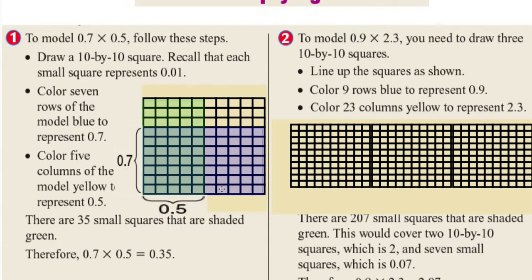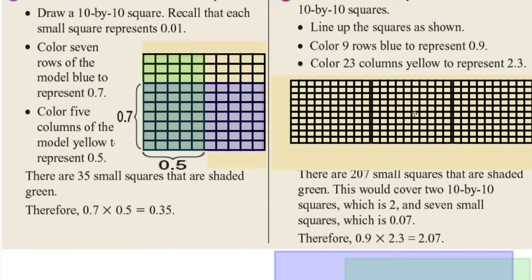Let's take a look at example 2. Let's try to model 0.9 times 2.3. You need to draw 3 10 by 10 squares. Why? Because you have two wholes and a part of the whole. Line up the squares as shown. Color 9 rows blue to represent 0.9. This is 0.9 of the 3.